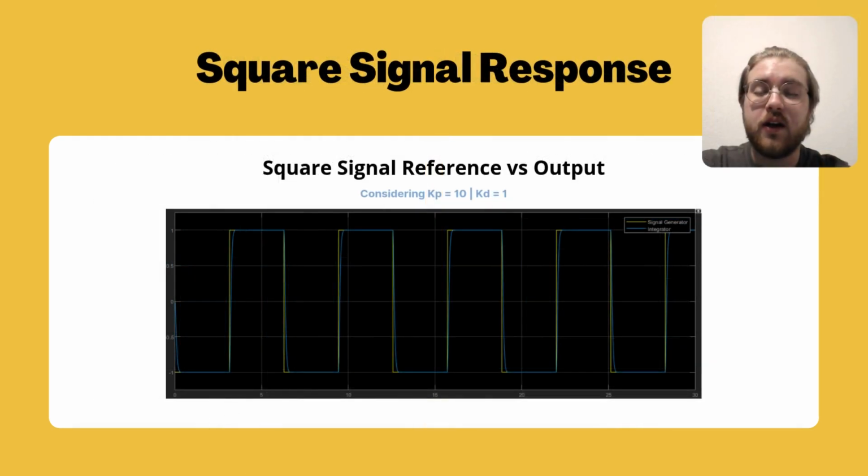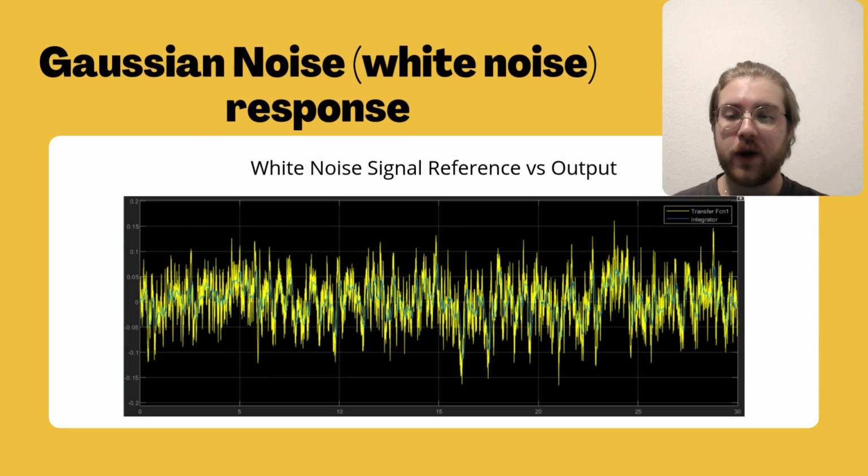As we can see here, the system also follows a square signal, which was expected since it is able to follow a step signal. Even though the white noise was added for variability, we can see that the system is able to follow the reference of the white noise pretty well too.